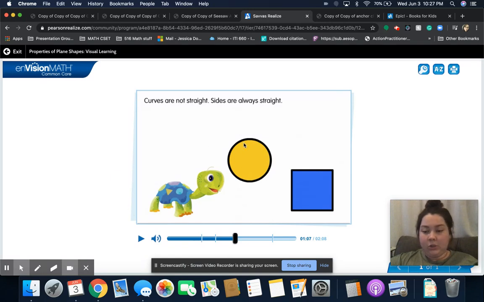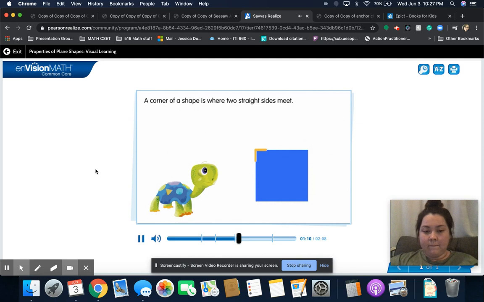So we can look at this circle shape and see that it is curved and not straight like the sides on the square. A corner of a shape is where 2 straight sides meet.